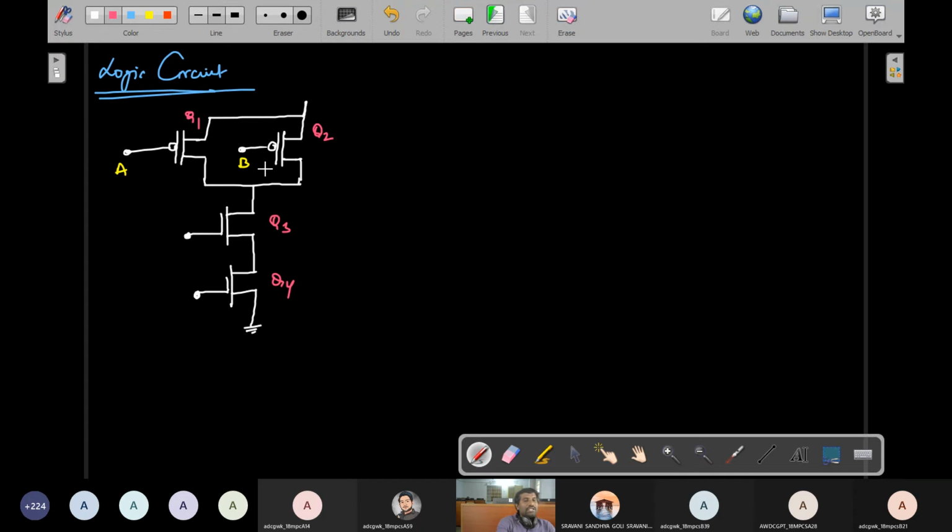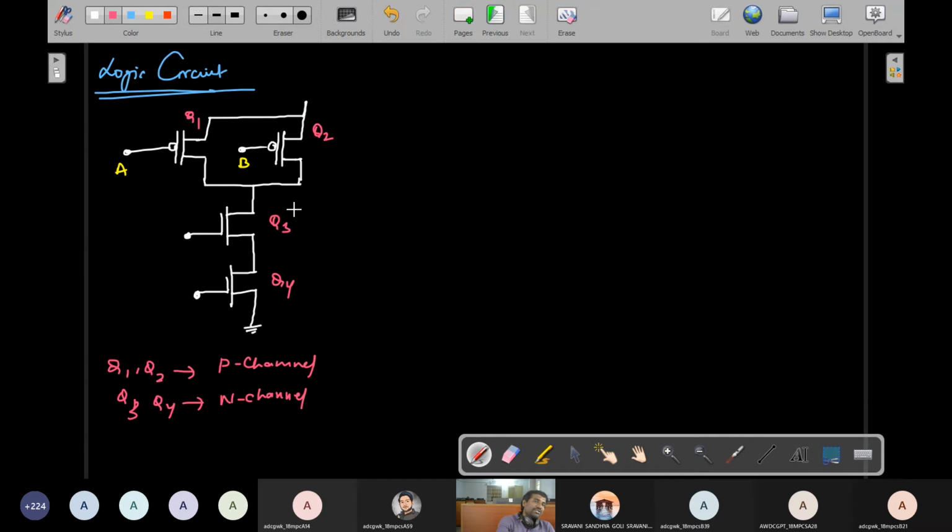And out of these 4 MOSFETs, the first 2 belong to P channel and these 2 are N channel. So Q1 and Q2 belong to P channel MOSFETs, and Q3 and Q4 belong to N channel. So just the channel is changing. These two are ordinary channel, these are complementary MOSFETs.